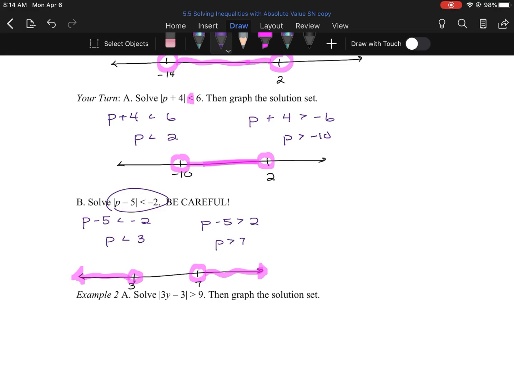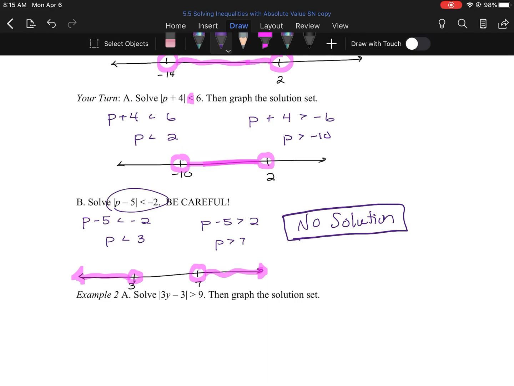But when we have that word and, we want where the two intersect. So do these lines intersect anywhere? And the answer is no. So this answer is actually no solution because there is no value that makes both of them true.